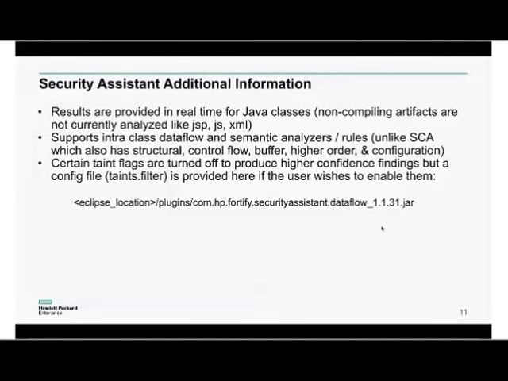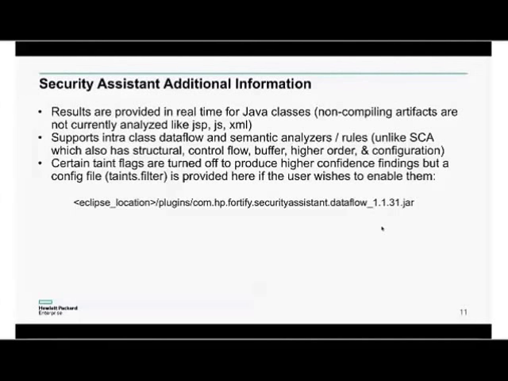Certain taint flags are turned off to produce higher confidence findings. The idea is for Security Assistant to produce high confidence issues. So we're not as worried about false negatives as we are in the Fortify SCA world. We're more interested in providing higher confidence findings that a developer will find relevant. You can, however, modify the flags that we have turned off. We provide a filter, a config file here, taints.filter, if the user wishes to enable some of the taint flags we've turned off by default.